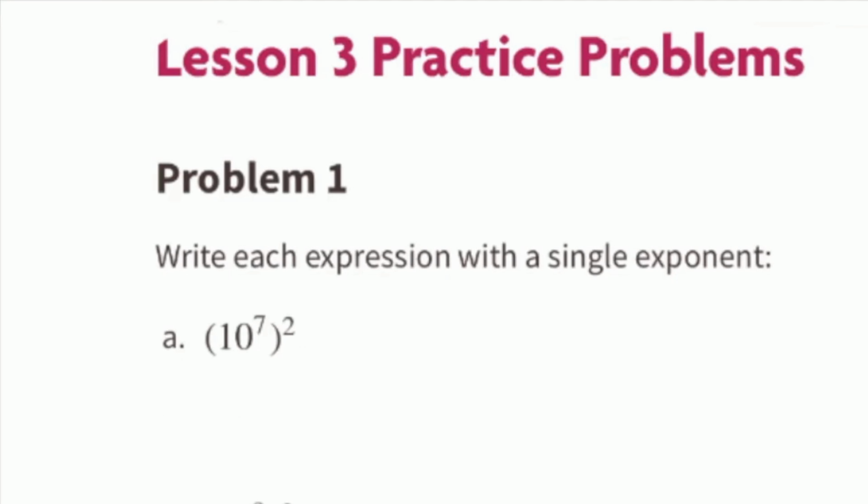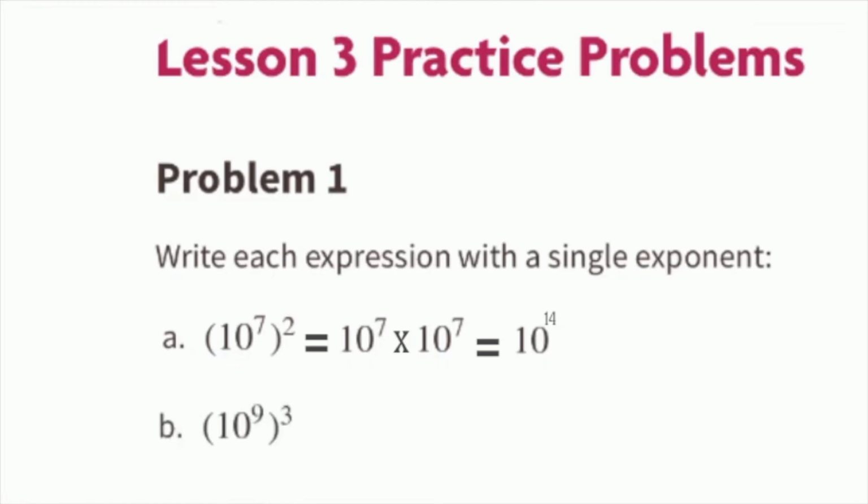That means 10 to the 7th power squared, or 10 to the 7th power times 10 to the 7th power. Exponent 7 plus exponent 7 equals exponent 14. 10 to the 7th power all squared equals 10 to the power of 14. B. 10 to the 9th all cubed.